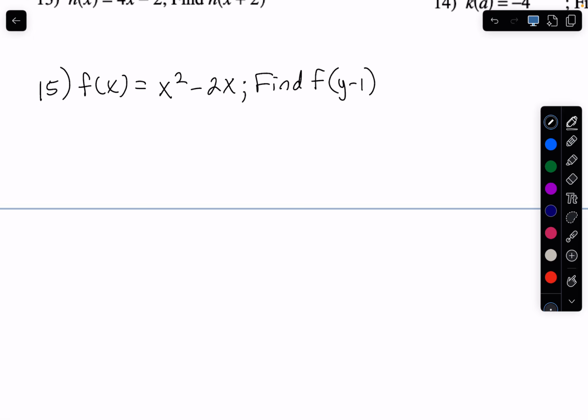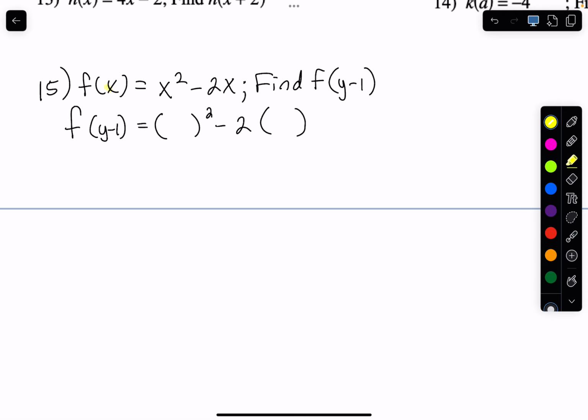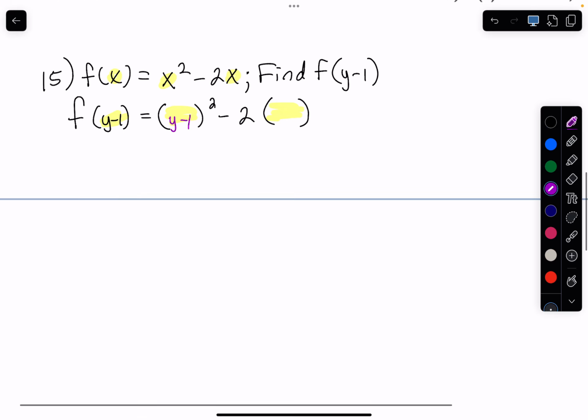So for problem 15, I still do it the same way, but there's just a little piece of it I want to talk about. Underneath it, I would still put your y minus 1. I would still put parentheses where the original input, so in this case our input was x, where the original x is sitting, I put a parenthesis. And in that parenthesis, I'm going to put the new input, which is y minus 1.